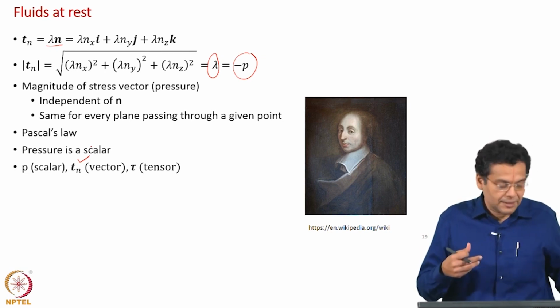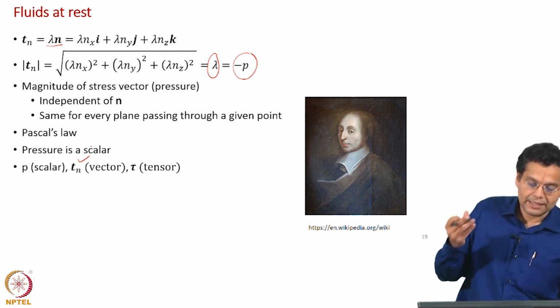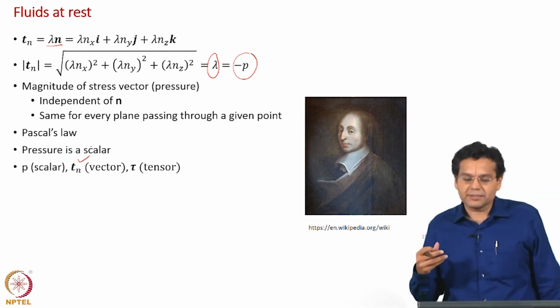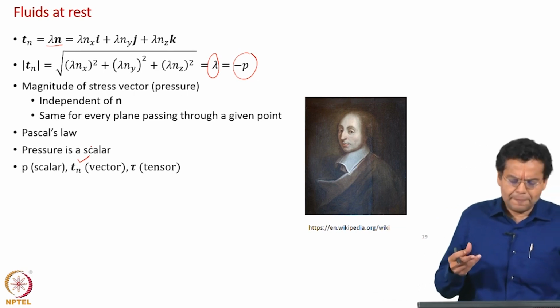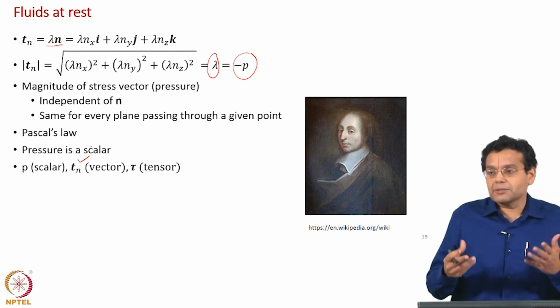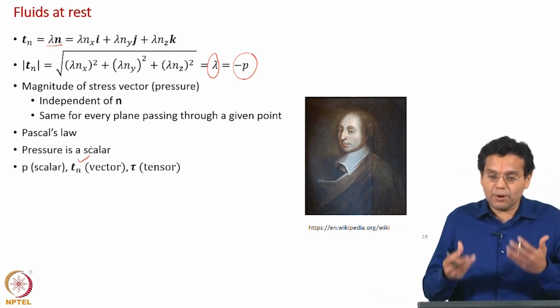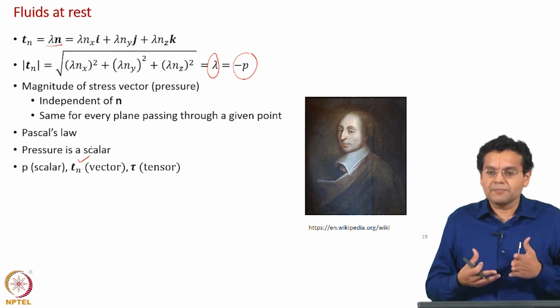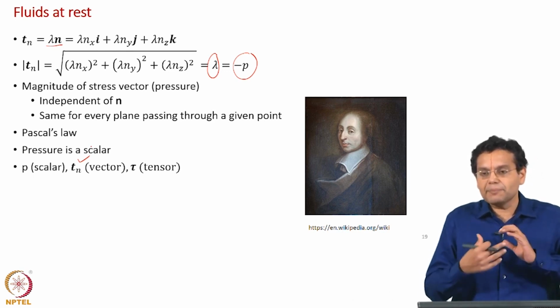So, stress tau is a tensor because we discuss stress as stress at a point, and it has all the information for forces acting on any plane at that point.